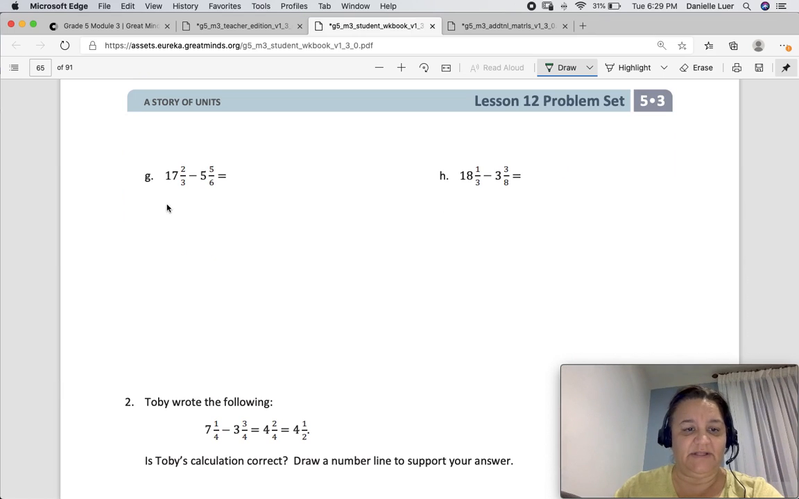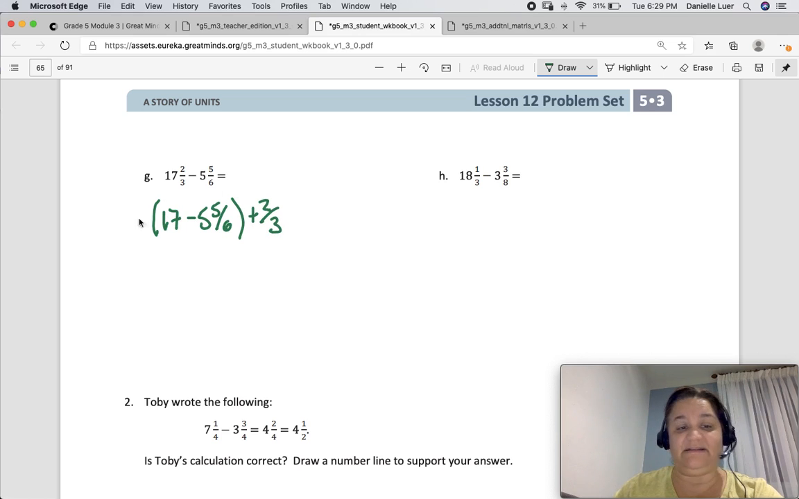Do you want to do that again? Let's do that again. So I'm going to change this into 17 minus 5 and 5/6, and then I'm going to tag that 2/3 back on, plus 2/3. Now, if this is too complicated for you, you do it your own way. That's okay. And in order to get to 6, the next whole number, I would have to have 1/6, right?